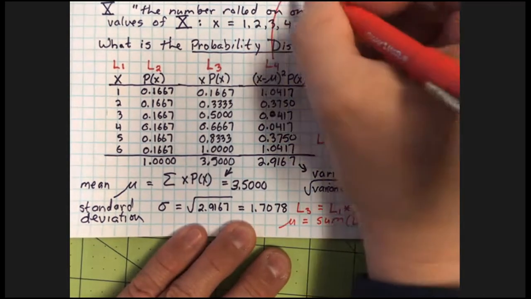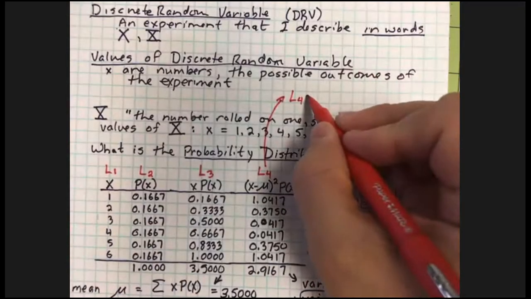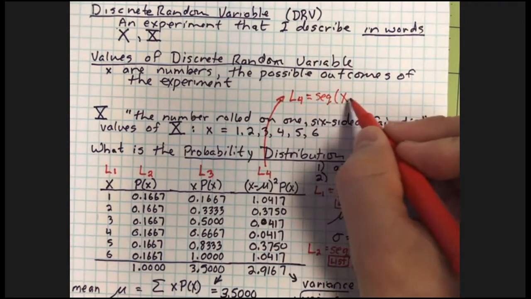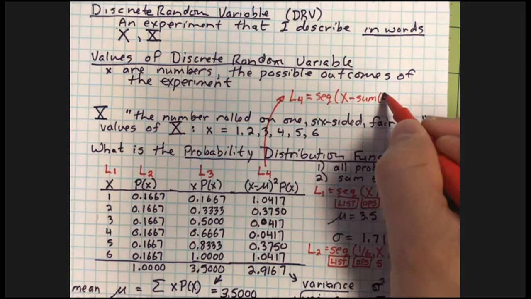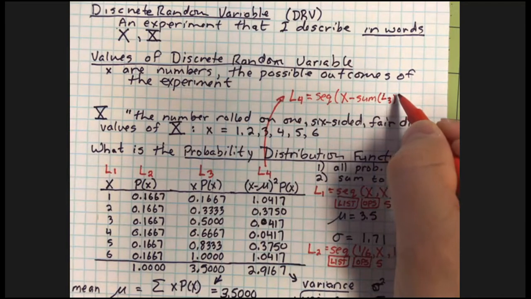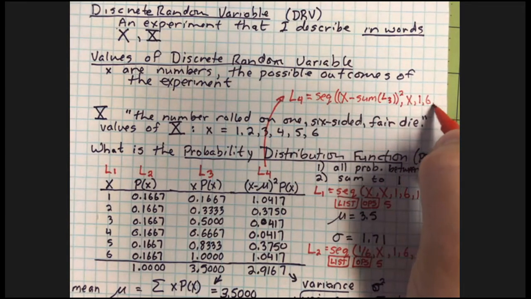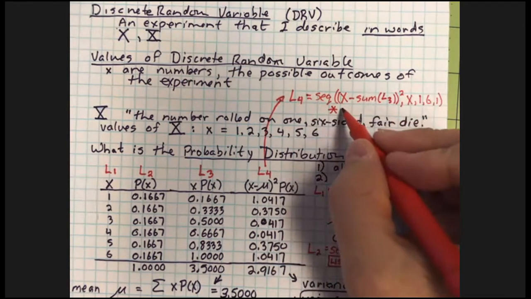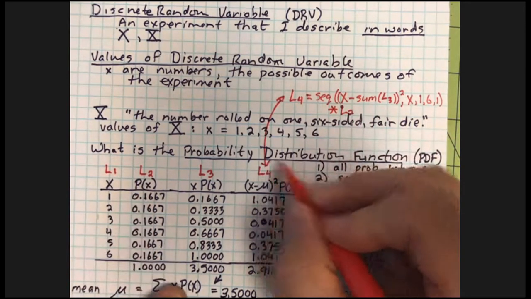So let me show you how I wrote list four. List four, I gotta raise the paper here, but at least it's on the paper. I did the sequence of X minus the sum of list three. Then I squared that number, using it for every X, 1 through 6, 1 times. And then I multiplied that sequence on the same line by the probability list L2. That's how I created these numbers.